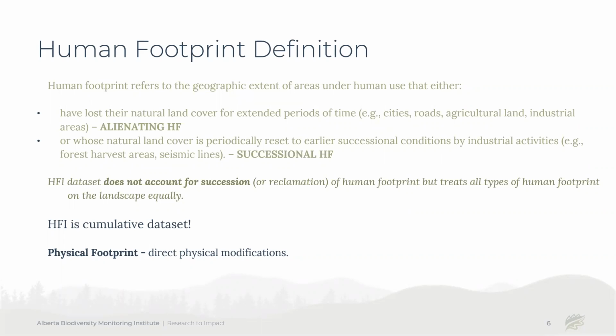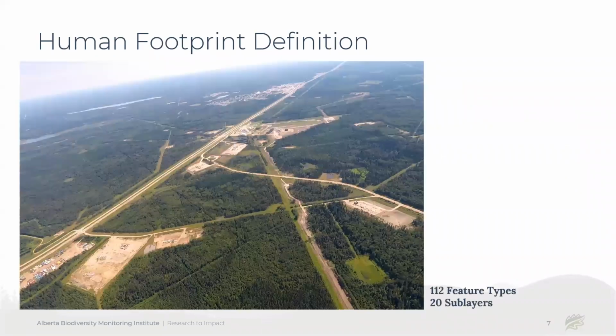In this case, year of origin is being added to the polygon itself, to the spatial representation, for users, including ABMI users, to make available the ability to model duration of the human footprint on the land cover. We do map physical human footprint, which means whatever we see on the land cover, we map, and that's essentially direct physical modification from natural land cover.